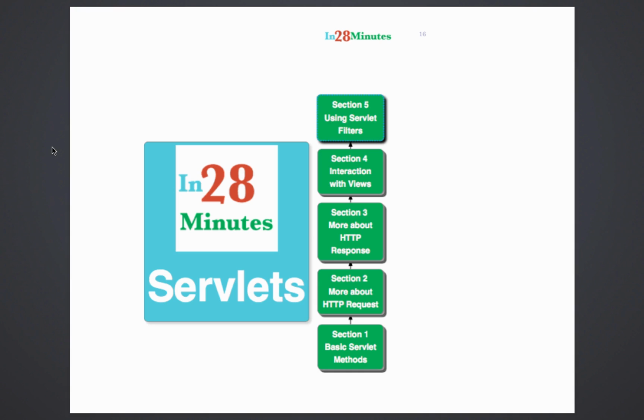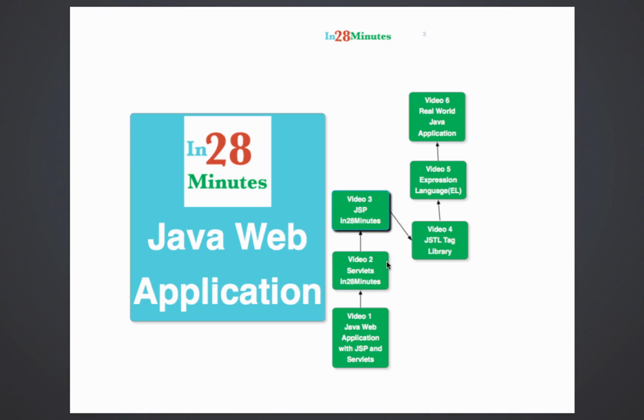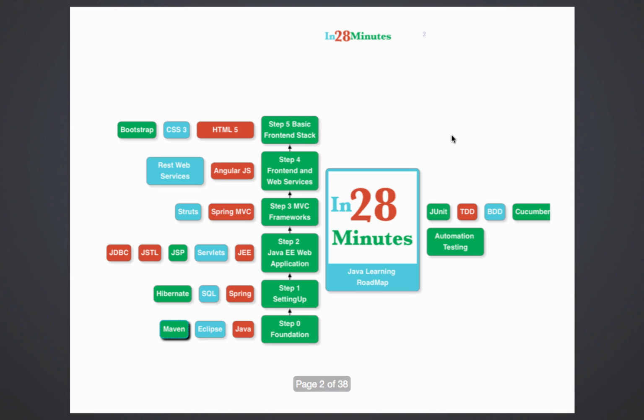In section 5, we learned how to implement a filter in a Java web application. That brings us to the end of this servlets tutorial. As we said earlier, this is video 2 in a series of 6 videos. After this video, you can learn JSP expression language, and also you can look at a real-world Java web application. Once you complete this series of videos, we would recommend you to move on to step 3 and look at Struts and Spring MVC, and also learn AngularJS and REST web services.